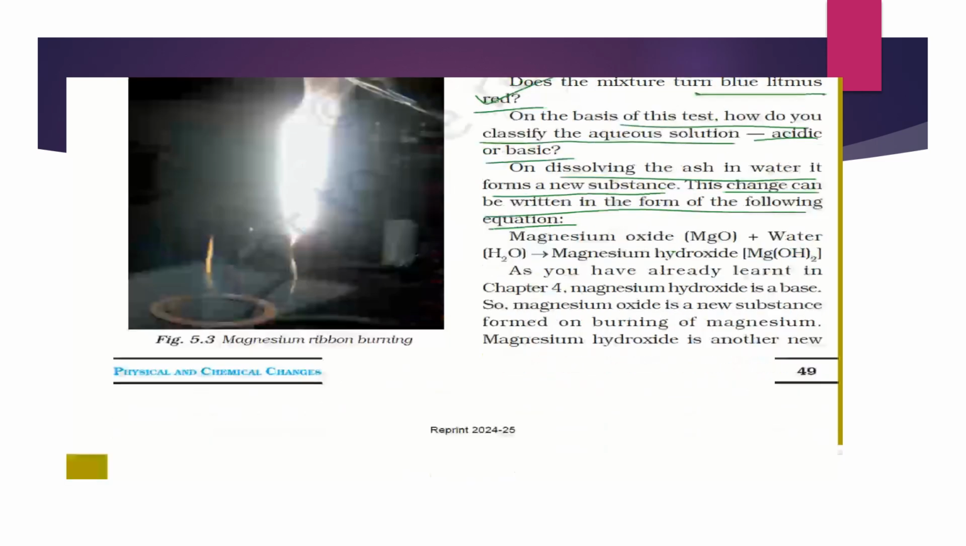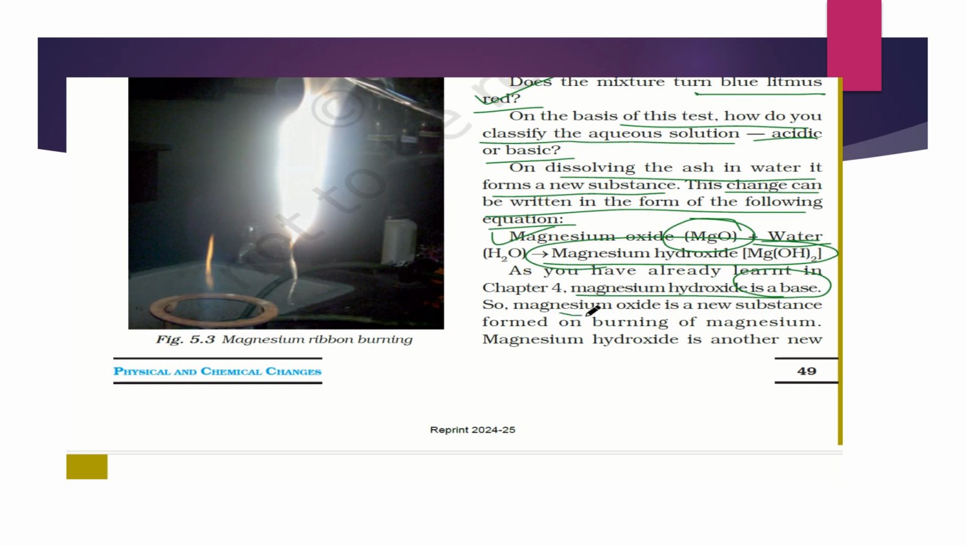So here I am writing the equation: magnesium oxide, which you obtained after the burning of magnesium ribbon, plus water. You are making the aqueous solution, then you are forming this compound, that is magnesium hydroxide. Now, magnesium hydroxide is a base. So already I am telling you now it is a base. So the solution will be basic. And what is the litmus doing with the basic solution? It is turning the red litmus blue.